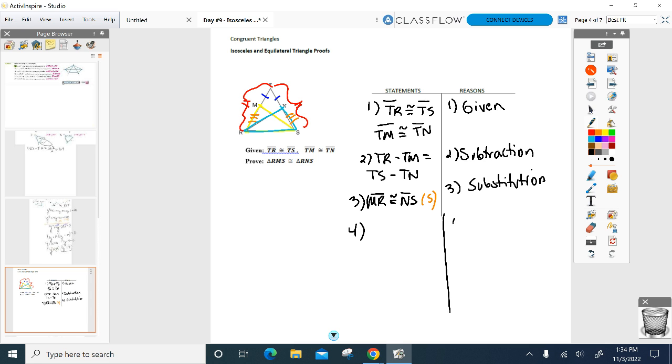All right. What do you got back there? RS is congruent to RS for the reflexive. Yep. And that's why I like colored pencils as well. You can definitely tell those two colors overlapping each other. That gives me a side.